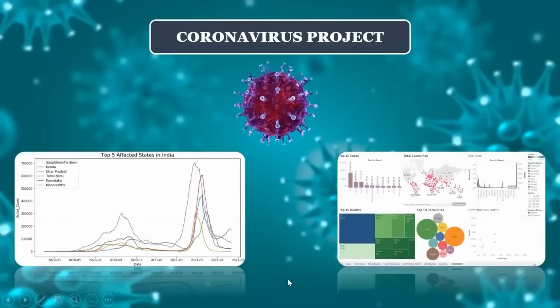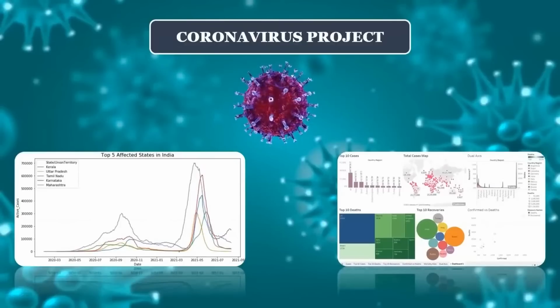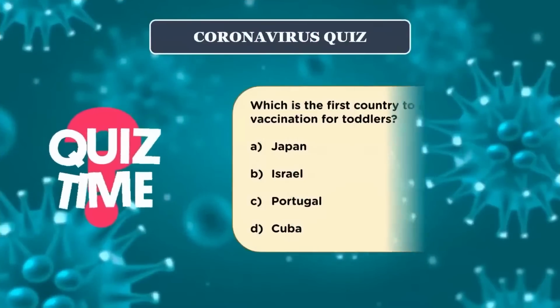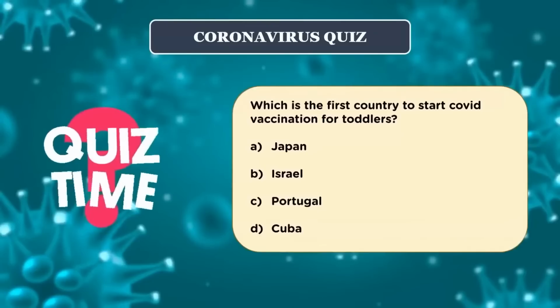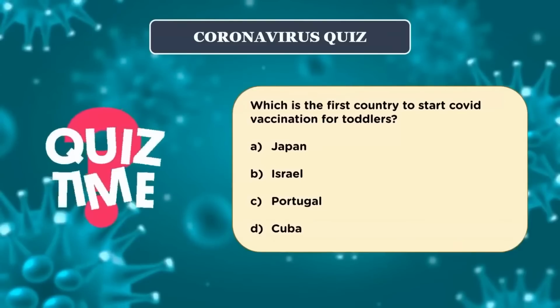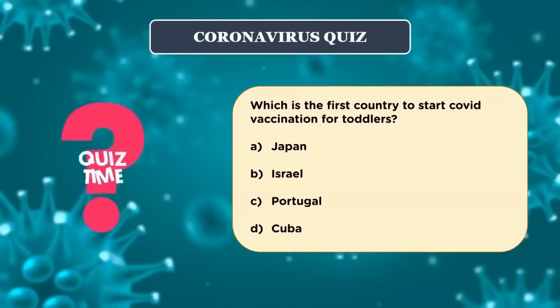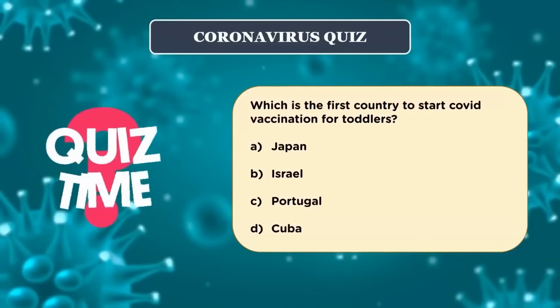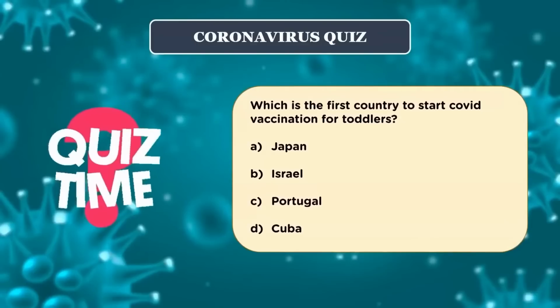Alright, before we jump into the hands-on part, let's have a look at the second quiz in this project. So here is the second quiz question. Which is the first country to start COVID vaccination for toddlers? Is it A, Japan, B, Israel, C, Portugal, or D, Cuba? This is a very recent development. If you watch daily news updates on coronavirus, you will definitely be able to answer the question. Please give it a try and put your answers in the comment section of the video. It is really important for our viewers to know the right answer.